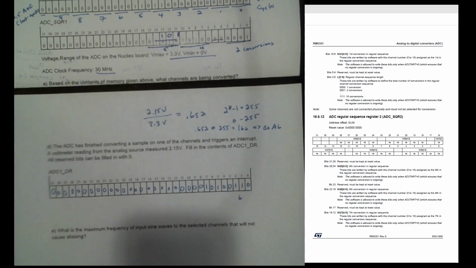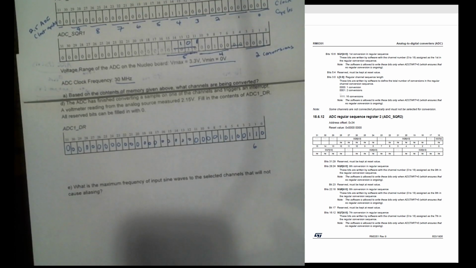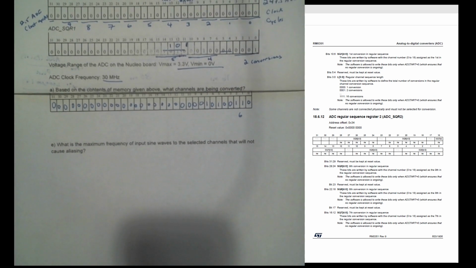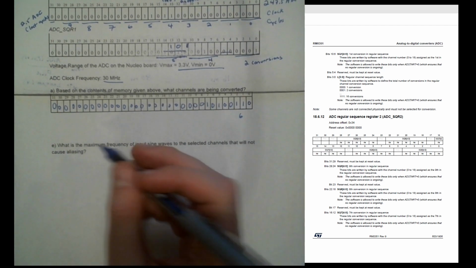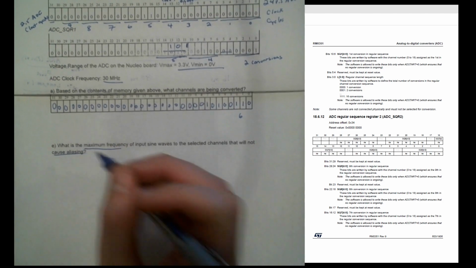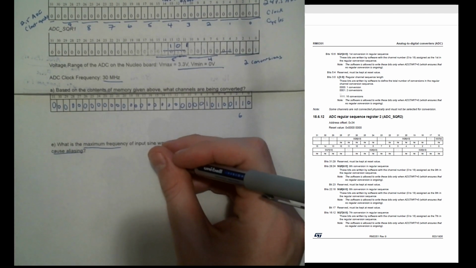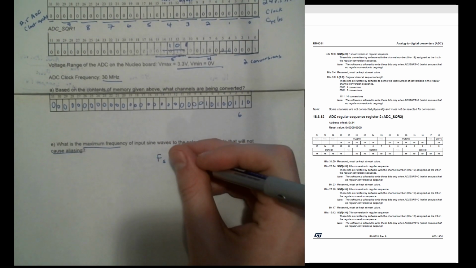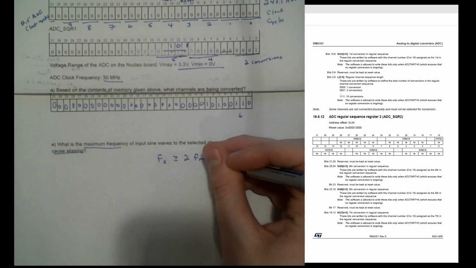Last question on this part. I know this is a little bit of a long one. Part E: what is the maximum frequency of input sine waves to the selected channels that will not cause aliasing? So this is a bit of a tricky one. Maximum frequency that will not cause aliasing should trigger the Nyquist equation. So our sampling rate, Fs, must be greater than or equal to 2 times F max.